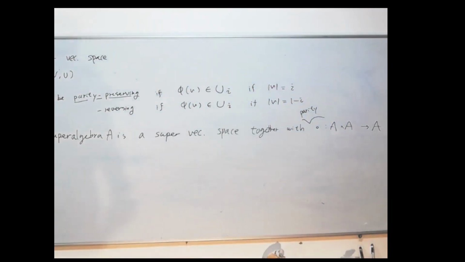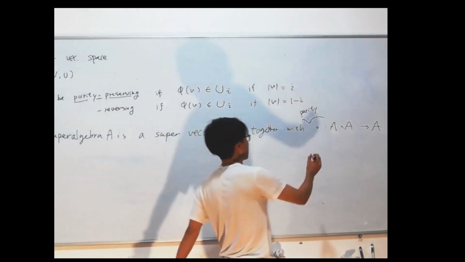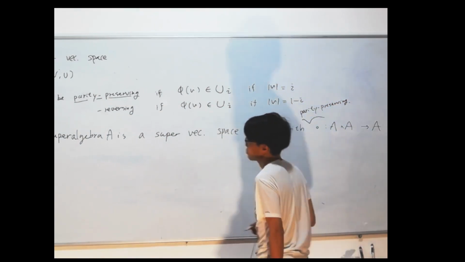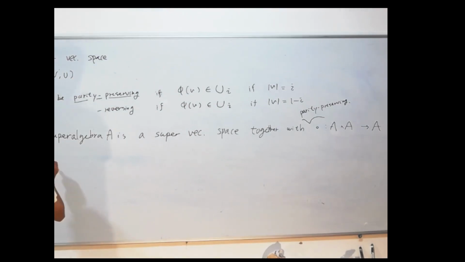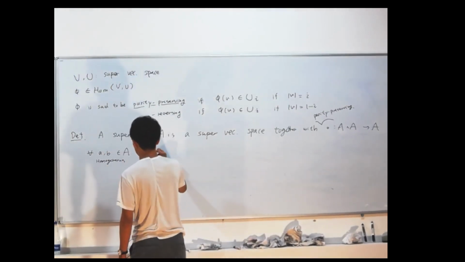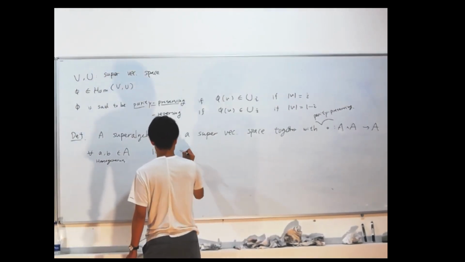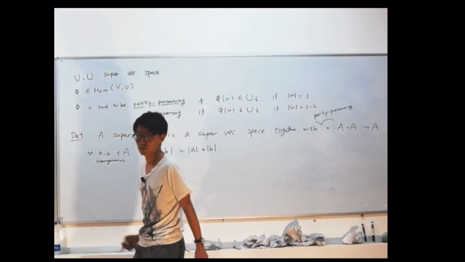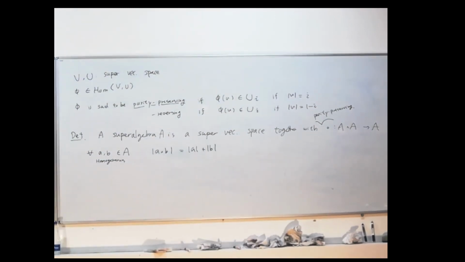Is that correct? I think it is. Parity preserving multiplication. This means that for all homogeneous elements A and B in the algebra, the parity of A dot B should be the parity of A plus the parity of B. This is what I mean by parity preserving. I guess it makes sense.